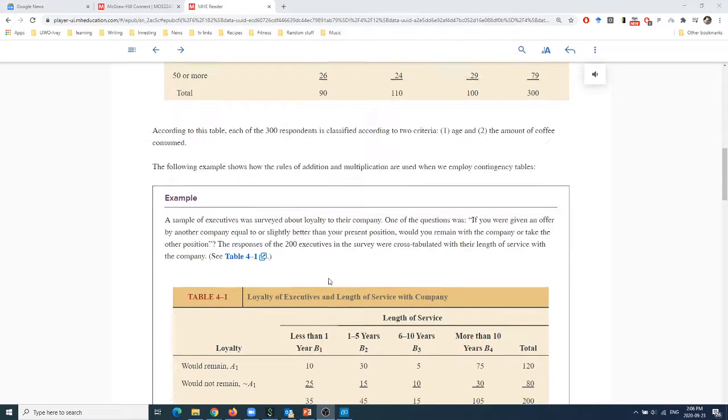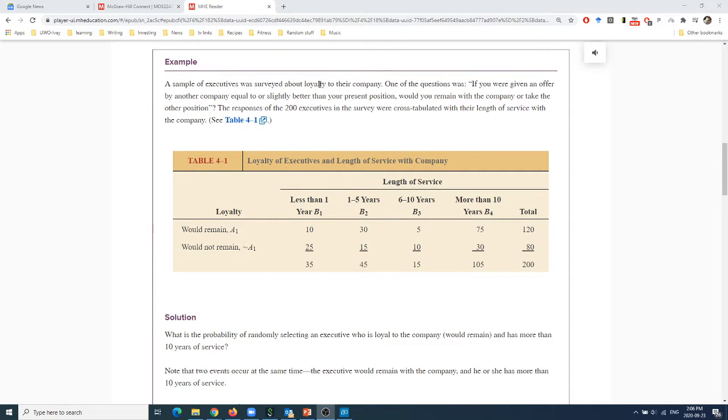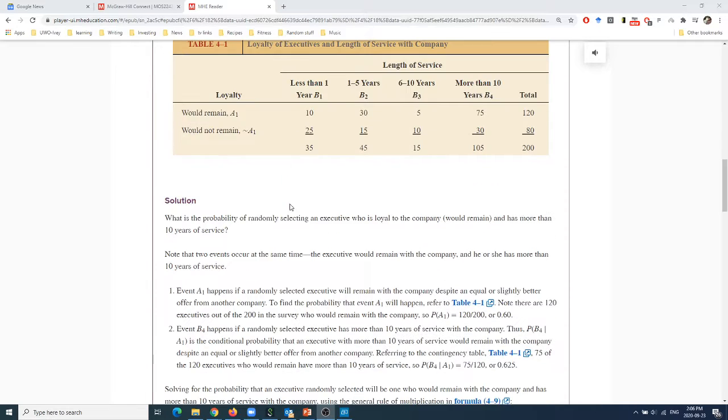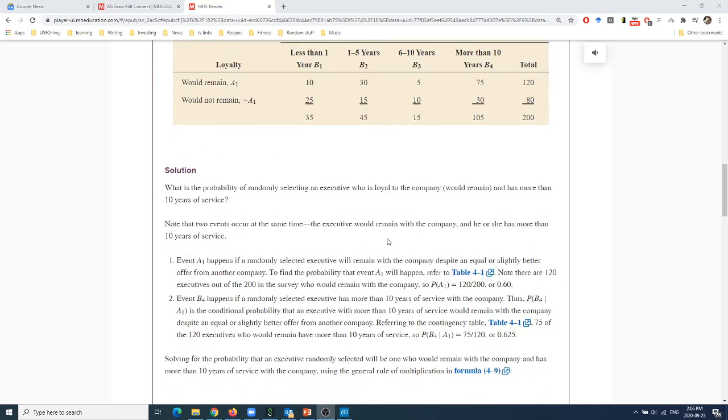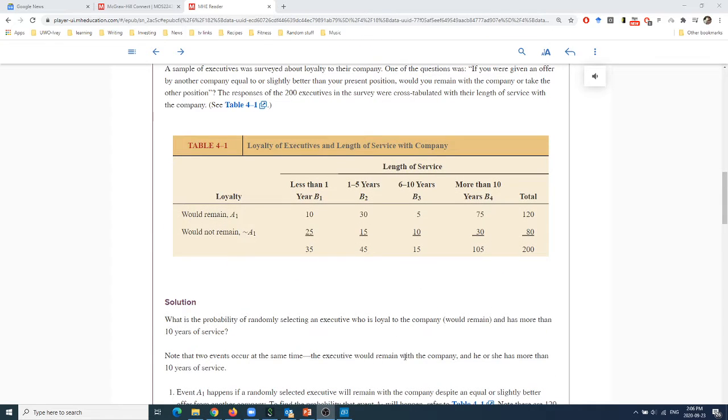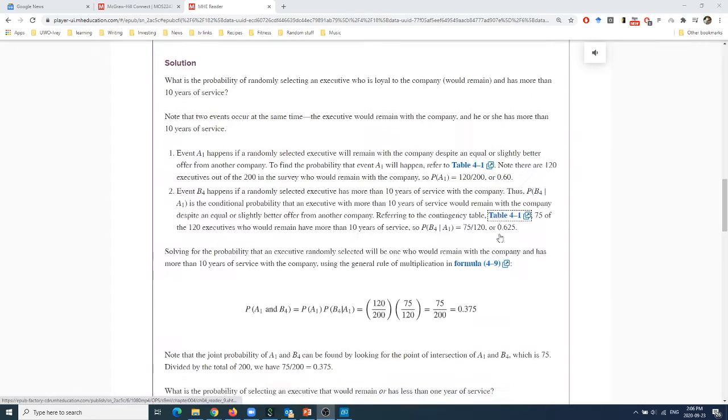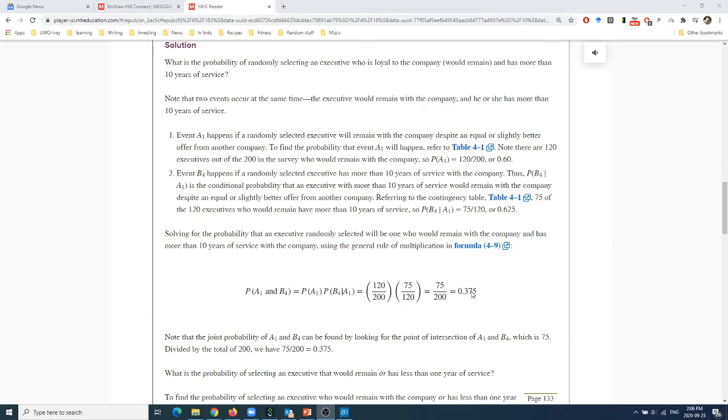So we were looking at this example of executives who are loyal or not loyal, and how many years the executive has had in the service. Here we looked at the previous example when we are thinking about someone who's older than 10 years and would remain within the company. So what's the probability that a person you selected is both of these? That would be given as 75 divided by 200, which is 0.375.